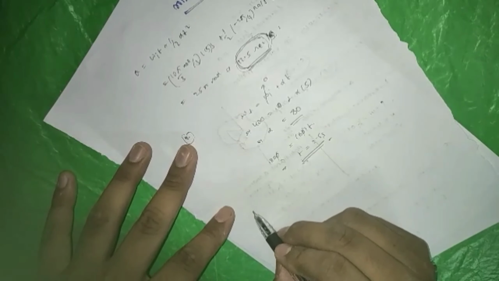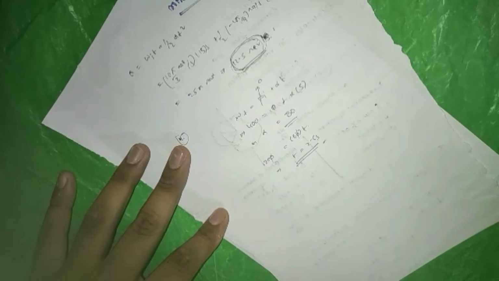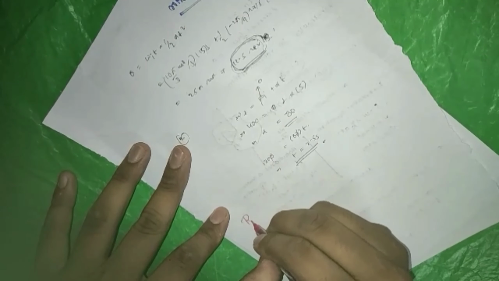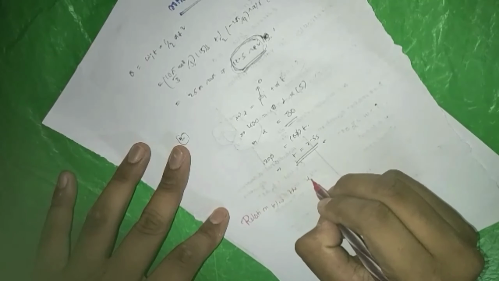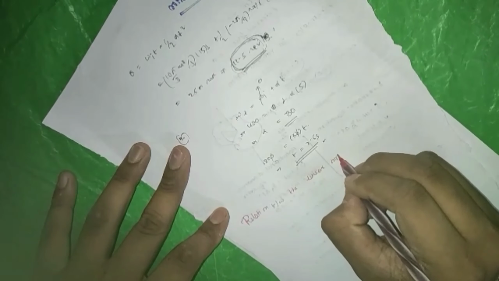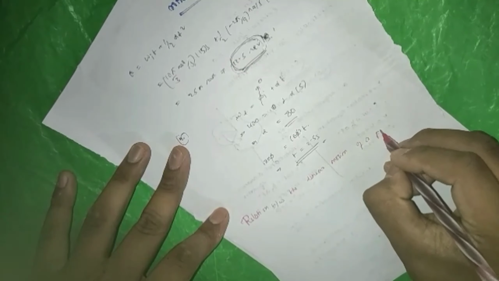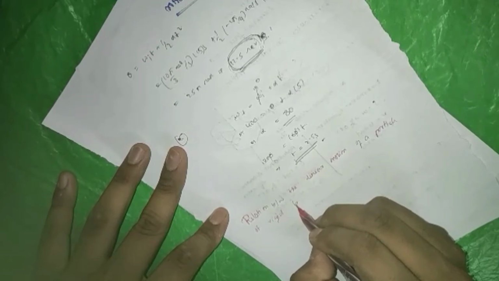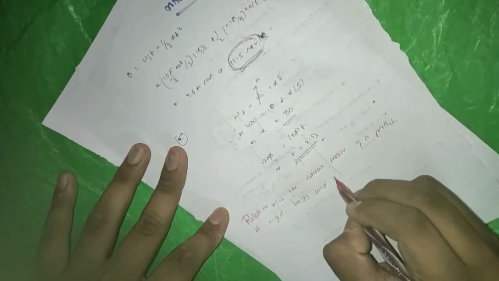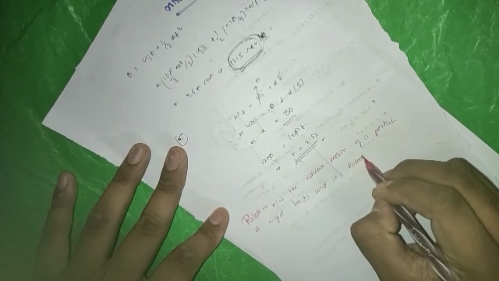Next, coming back to concept again. Relation between the linear motion of a particle of a rigid body and its rotation.